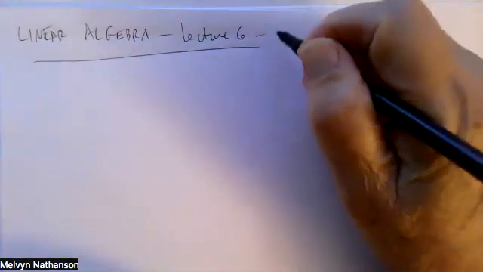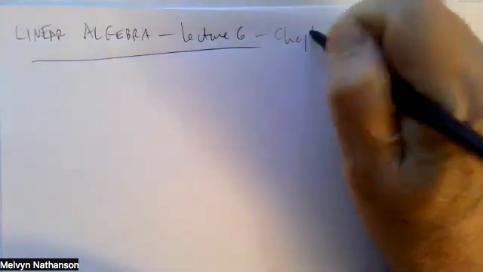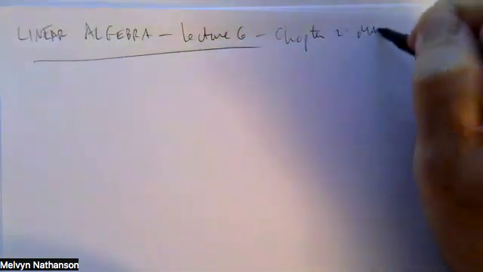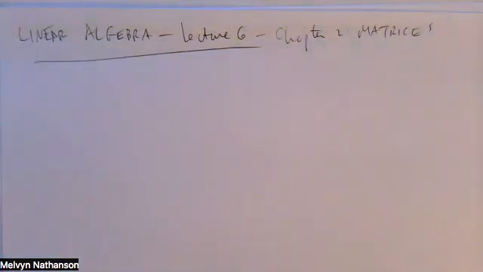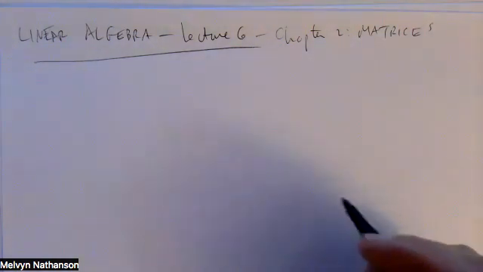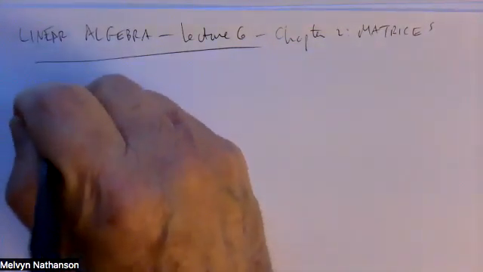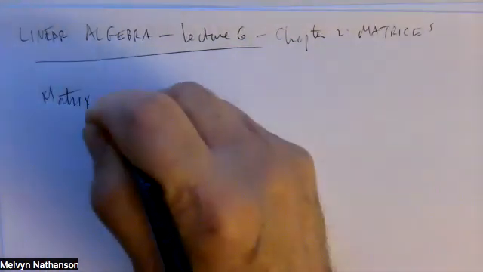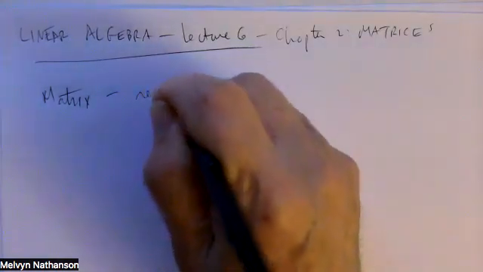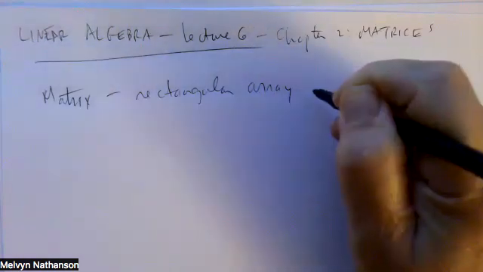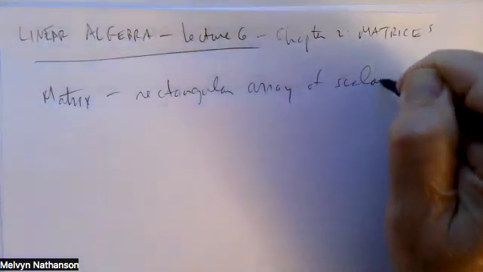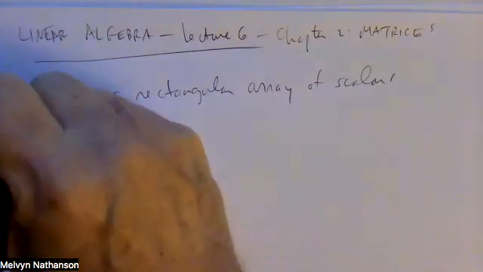So today we're starting chapter 2 on matrices. And a matrix is just a rectangular array of numbers, or a rectangular array of scalars.